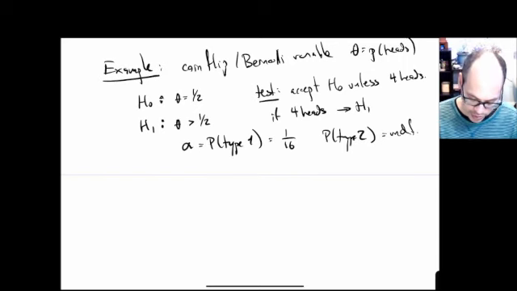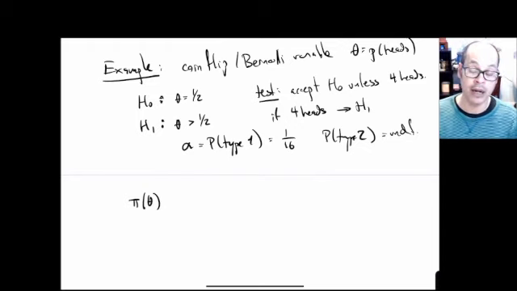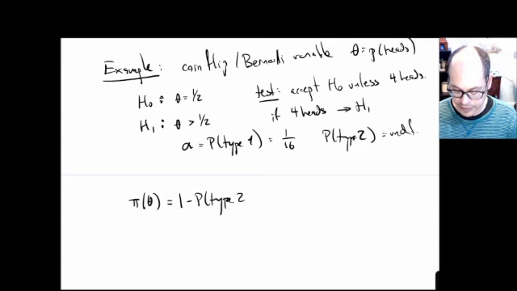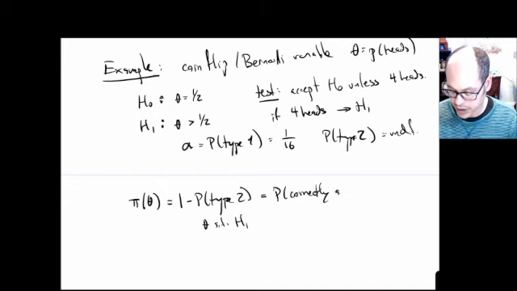So what we then typically do is we define pi of theta, the power of the test at theta. This is 1 minus the probability of a type 2 error, under theta such that we're in the alternative hypothesis, i.e., this is the probability of correctly asserting H1 if H1 is true.